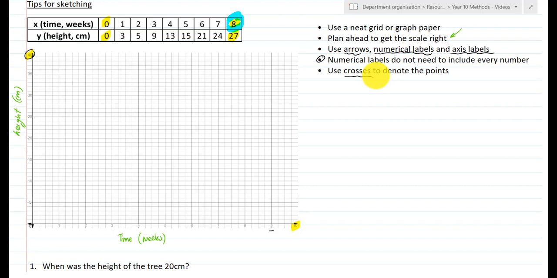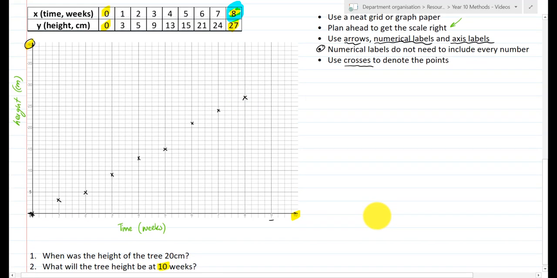A lot of technology uses dots though, and the technology can still apply the exact point whilst displaying a dot. So it can be done on technology. Crosses are better if you're drawing it. So I'm going to plot all these points. 0, 0 is here, 1, 3 is here, 2, 5 is here, 3, 9 is here, 4, 13 is here, 5, 15 is here, 6, 21 is here, 7, 24 is here, and 8, 27 is here. So there are all my points.